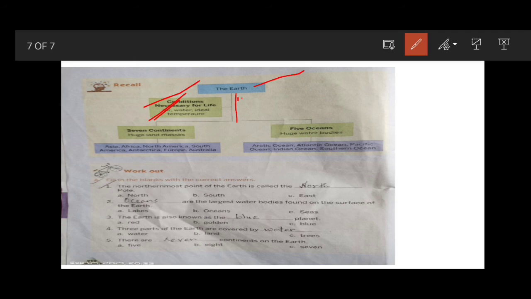The land masses are divided into 7 continents. Means continents are huge land masses. Which are they? They are Asia, Africa, North America, South America, Antarctica, Europe, and Australia. And the Earth is also divided into 5 oceans. Means all the water bodies are divided into 5 oceans. Those are the Arctic Ocean, Atlantic Ocean, Pacific Ocean, Indian Ocean, and Southern Ocean. And among all these oceans, the Pacific Ocean is the largest ocean.